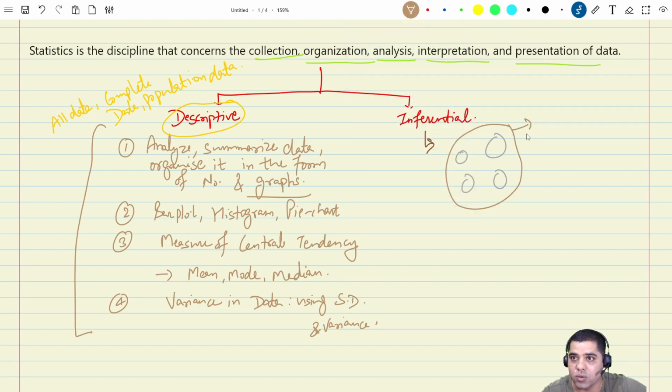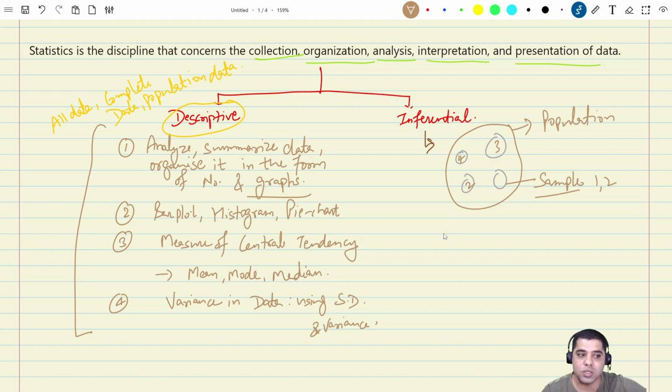So let's say this outer is the population, and these are samples: sample 1, sample 2, sample 3, sample 4, like that. So these are samples. We don't have the information about the population, but we have the information about the samples.